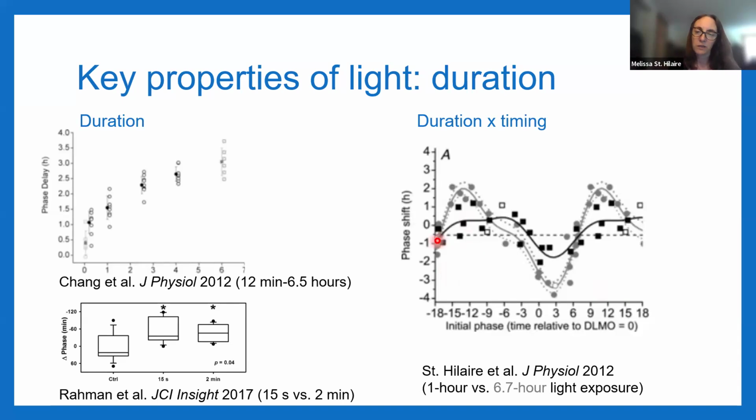And so we still do see, I think actually now the axis is still the same as the others. So we still see phase delays relative to timing around DLMO, and then phase advances later in that biological night. The magnitude of them are just smaller when we have shorter light exposures.